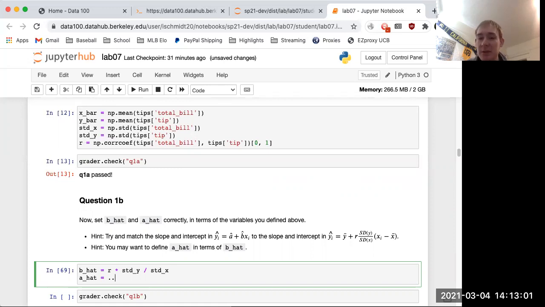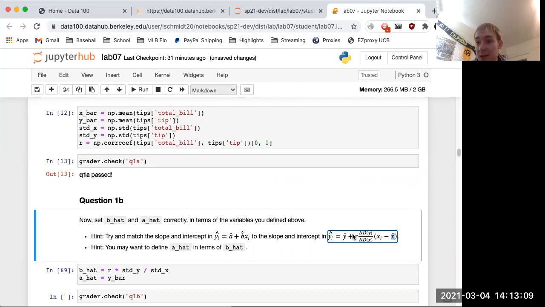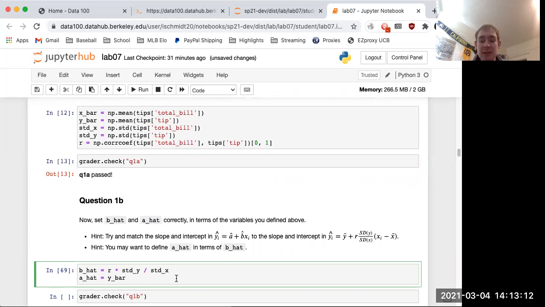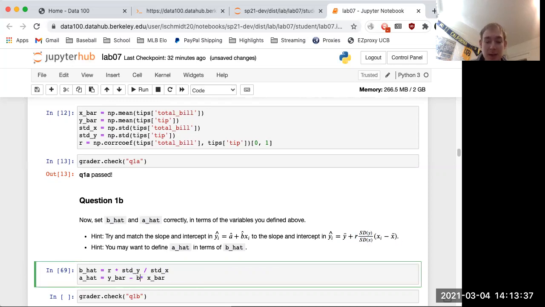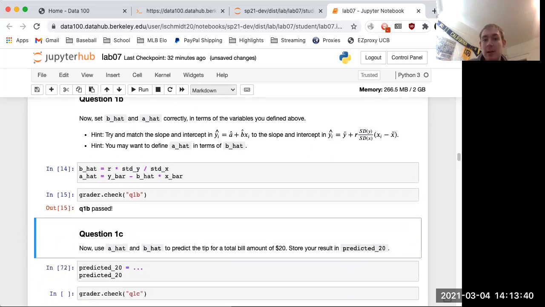What's a hat? Well, a hat is the estimate of the intercept. And the intercept, there's y bar, but it's not just y bar, because we also have this x bar term here, which has this other stuff in front of it. So we also have to consider the term with x bar in it. I could have just copied this down here. That's why they gave a hint saying you may want to define a hat in terms of b hat, because notice how this term is b hat, and it also is out in front of this x bar. But I'll just go ahead and say b hat. And we pass the test cases.